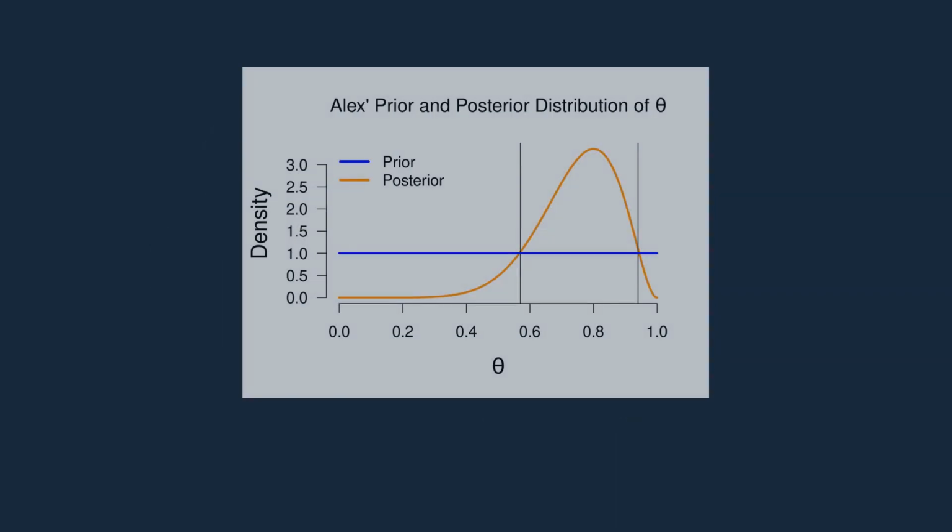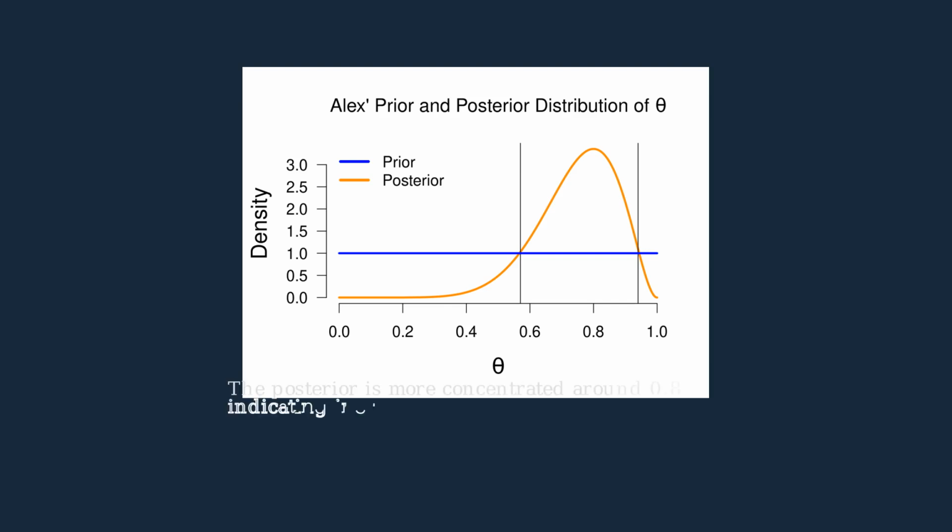Here's a real example of how Alex's beliefs about a parameter theta were updated. The flat blue line represents the prior distribution, and the orange curve shows the posterior distribution after observing data. Notice how the posterior is more concentrated around 0.8, indicating that Alex has gained certainty after observing data.